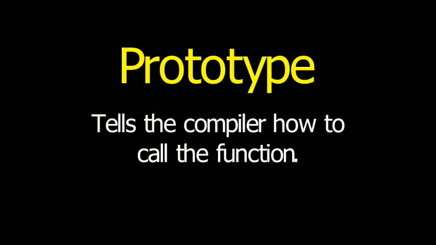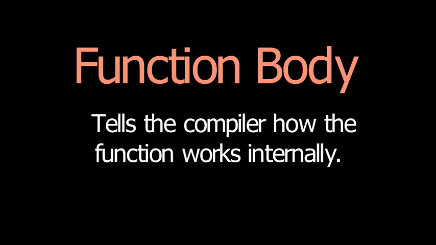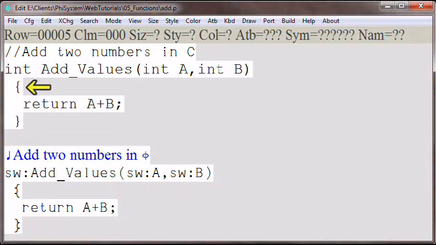So the prototype declares that part of a definition that tells the compiler how to call a function. The body of the function definition defines what is done inside the function. This is where the really interesting action takes place. Think of the left curly brace in C or the left program brace in Phi as the open local scope, and the right curly brace in C or the right program brace in Phi as the closed local scope.